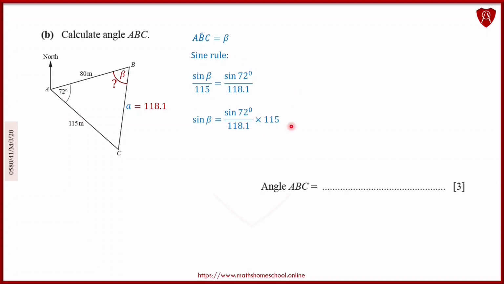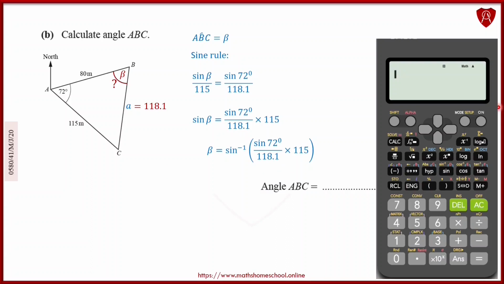Multiply both sides by 115. Let's make beta the subject so that we perform only a single calculation. So beta is the inverse sine or shift sine of this expression. Shift sine fraction sine 72 over 118.1 times 115 close brackets equals 67.8336 etc. We need one decimal place, so it is 67.8.